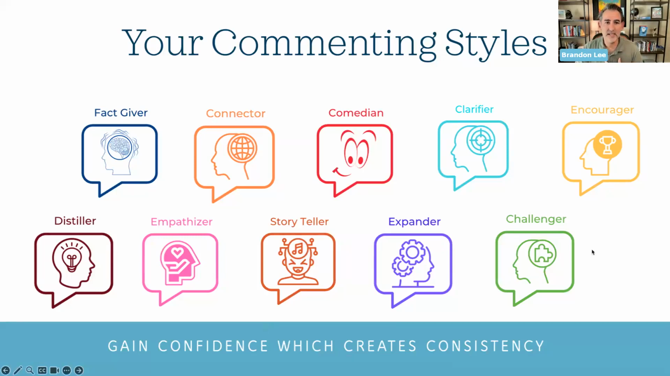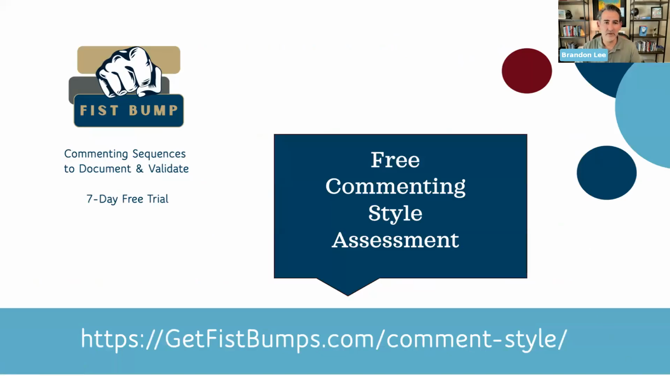The other thing that we did is we created a commenting style assessment tool. If you're curious about this, you can go to getfistbumps.com/comment-style, and it'll take you 6, 7, 10 minutes if you really think a bit about your posts. You'll discover your primary and your secondary commenting style, what each one of those means, and get some insights into the strengths of each. Of course, our goal is that it encourages you and empowers you to be more confident and comment more often.